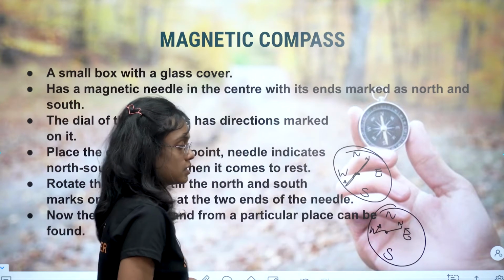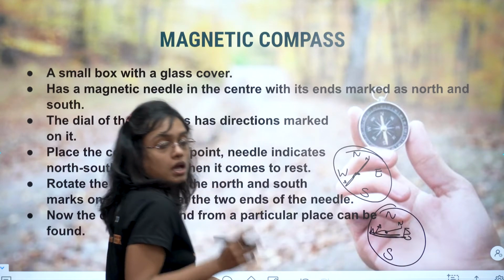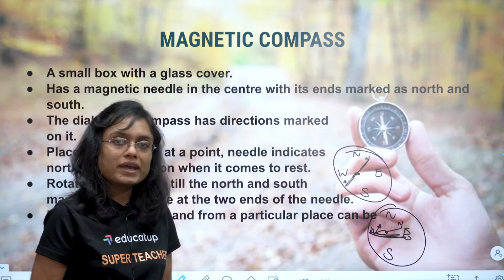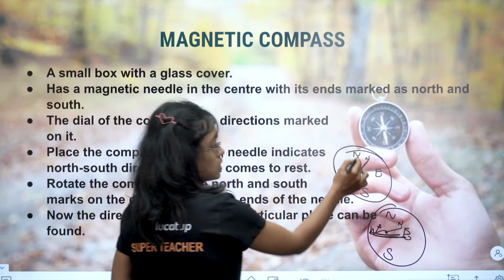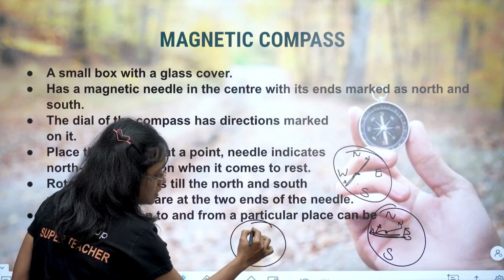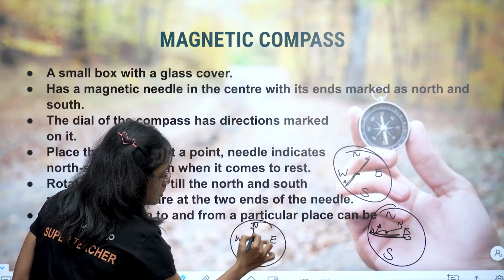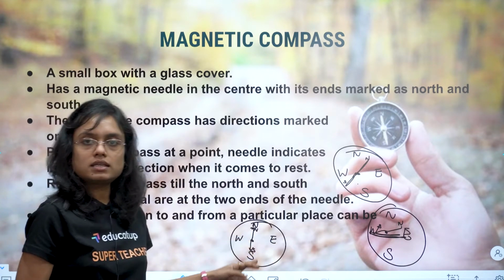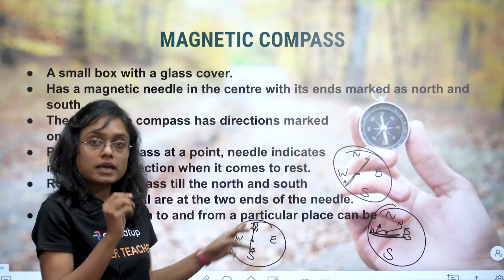It has come to rest like this. That means this needle is pointing, according to the dial surface, in east-west. Pick it up, again rotate it and again keep it. You have to wait till the needle points in the direction of north and south. That means your compass should have its needle like this. The needle's north and the needle's south should be pointing towards the dial's north and dial's south.